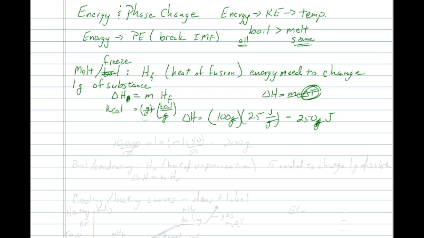You could have a question where you're asking for how much mass, or what is the specific heat capacity of a substance. In that case, you have something like 10,000 calories are needed to melt so many grams of a substance with a heat of fusion of 50. You divide both sides by 50, and you get 1,000 divided by 5, 200 grams. So you can melt 200 grams of that substance.